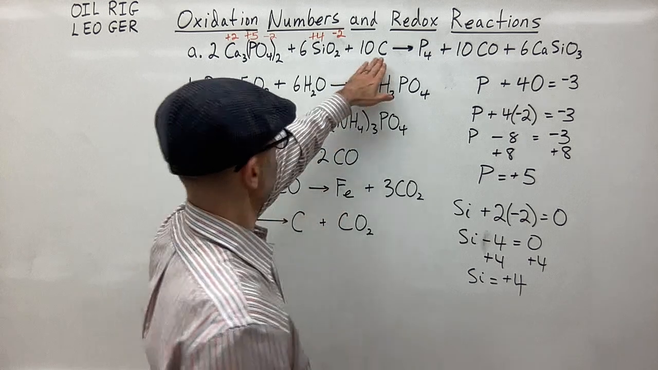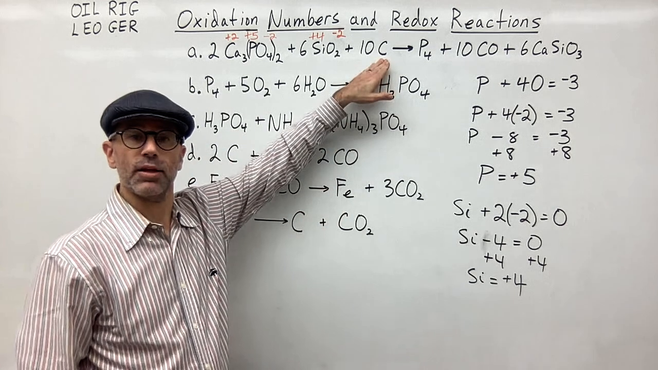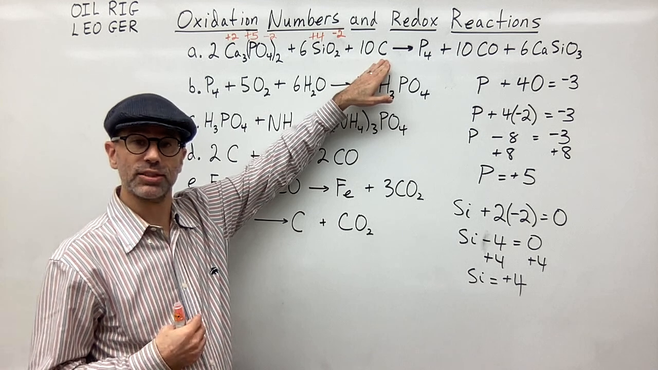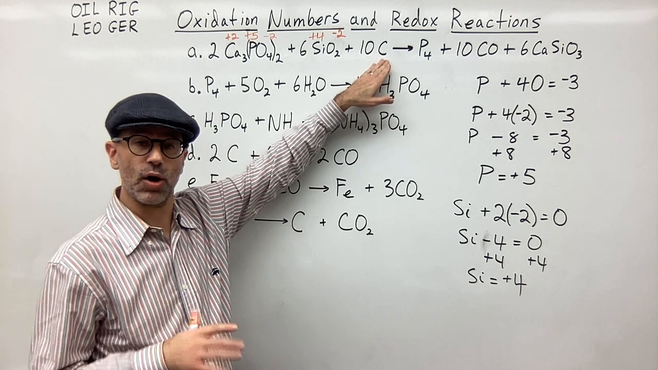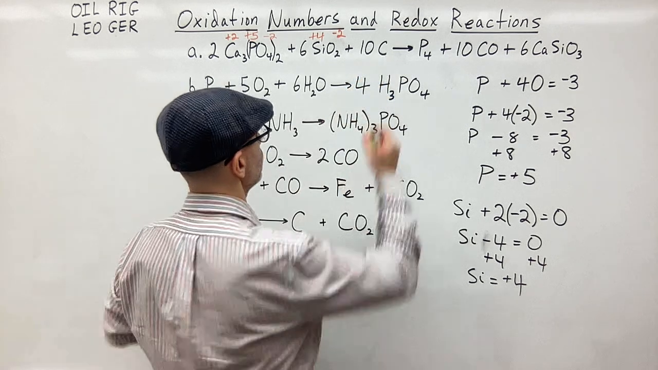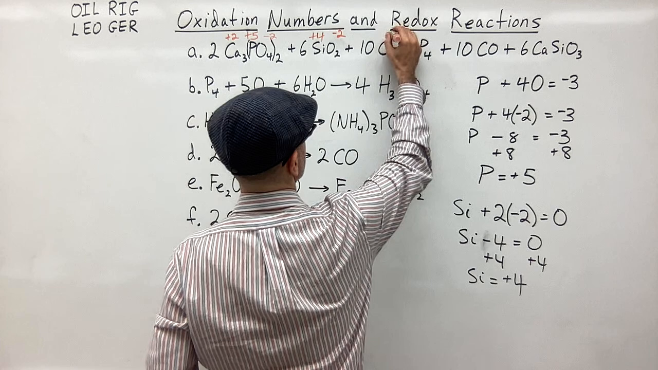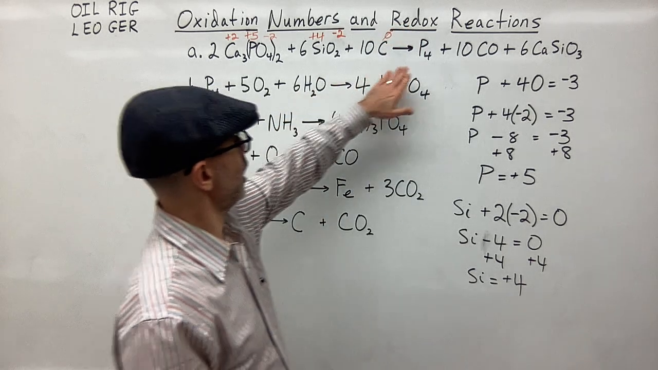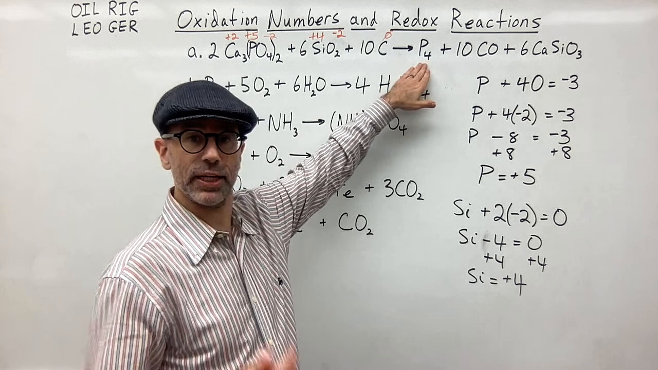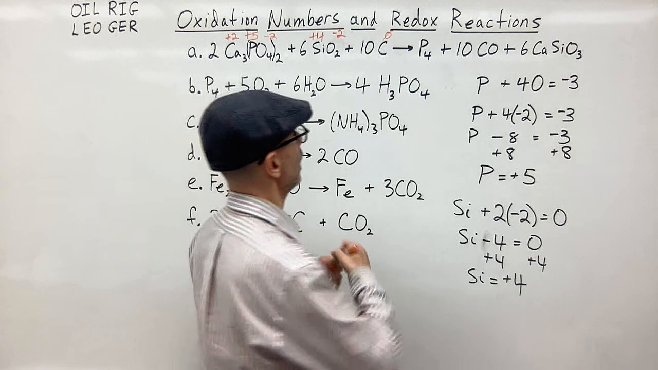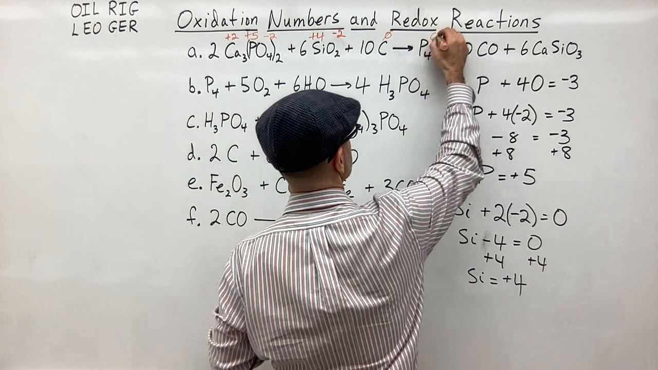And then we get to carbon. Now for carbon, the rule is that elements are going to have an oxidation state of 0. So elements by themselves have 0 oxidation states. So this is going to be 0. Okay, now we get over here. We have phosphorus by itself. Again, elements that are by themselves are going to have an oxidation state of 0.